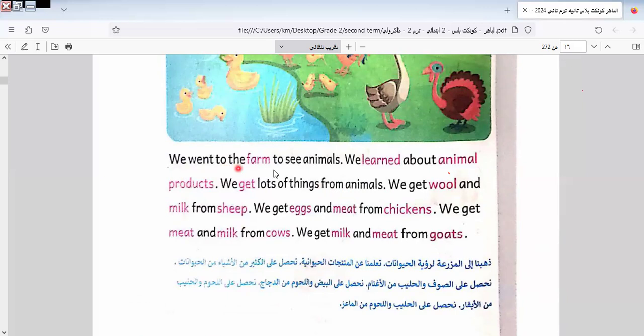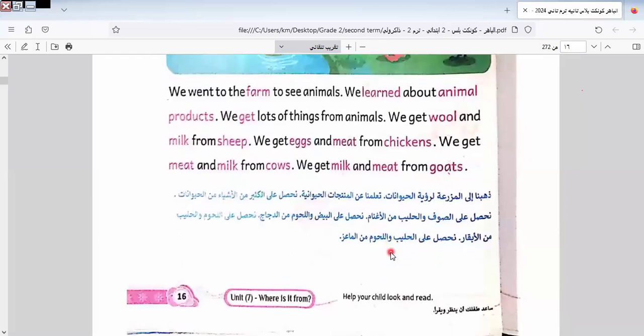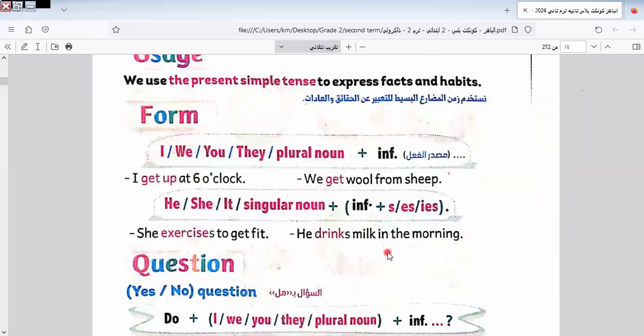We went to the farm to see animals. We learned about animal products. We get lots of things from animals. We get wool and milk from sheep. We get eggs and meat from chickens. We get meat and milk from cows. We get milk and meat from goats. Here, let's go to another one.